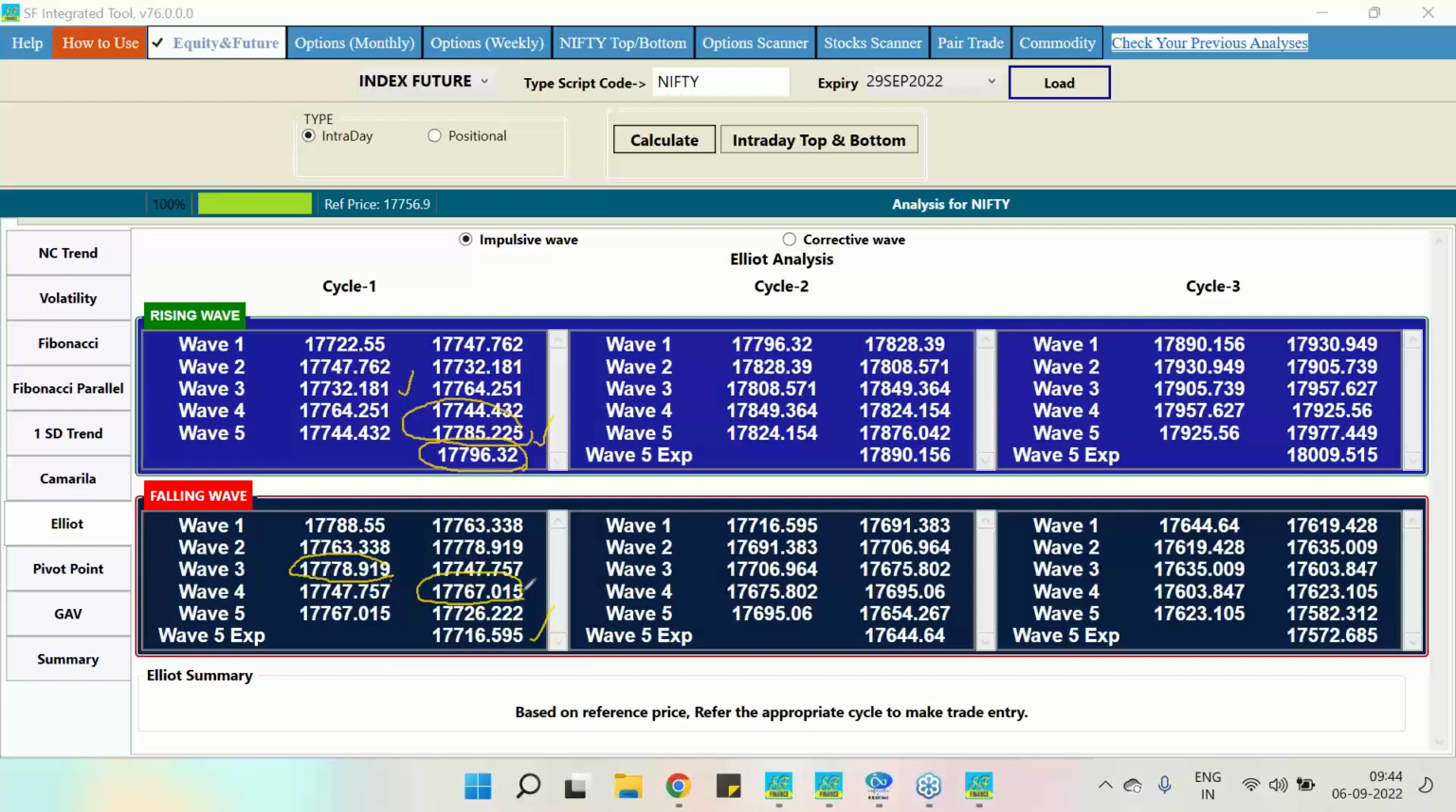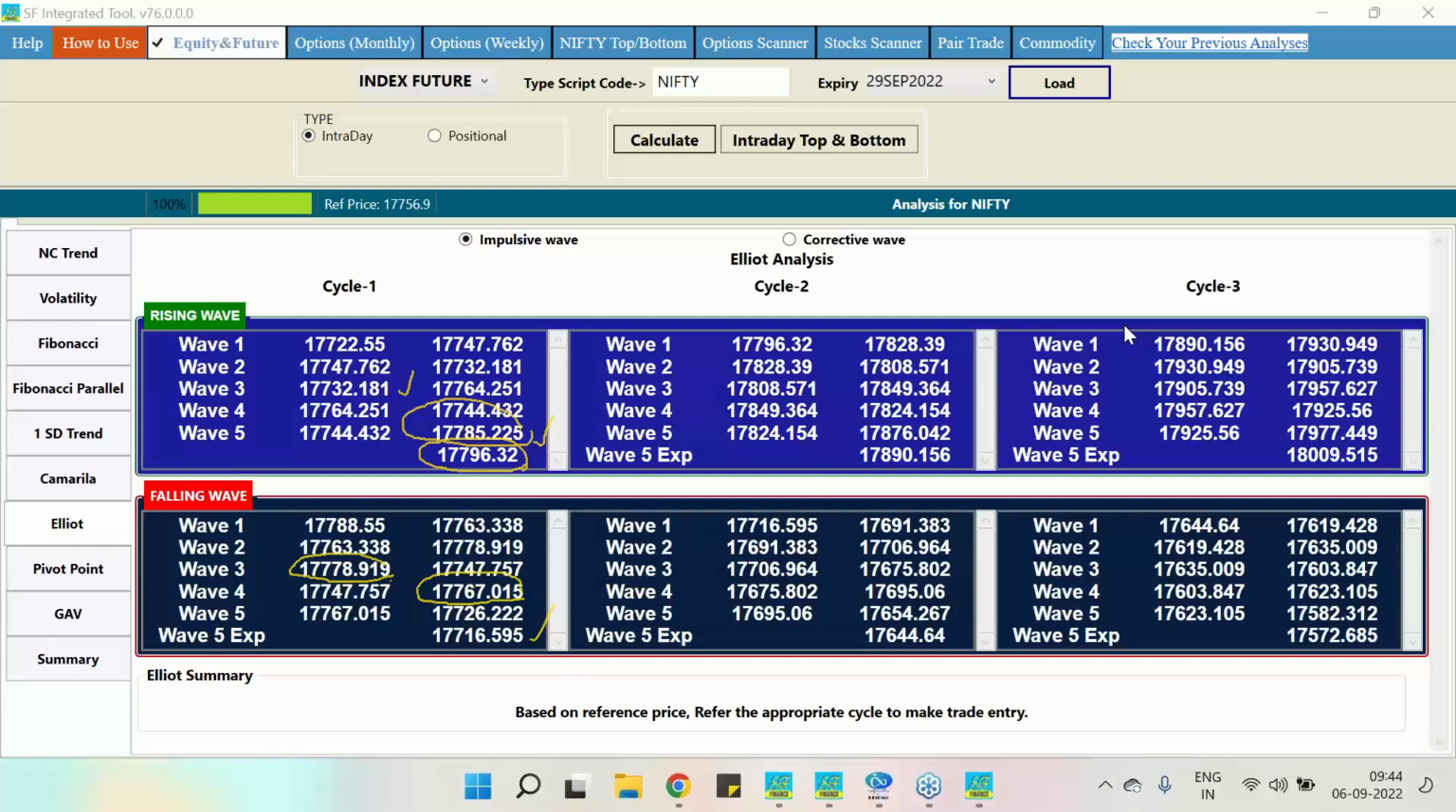So the demerit is always there with Elliott wave. Elliott wave is always considered a complex study. However, Elliott wave works very well. Its efficiency is as good as one standard deviation, as good as your Gann studies. So this is how you should trade with the Elliott wave.